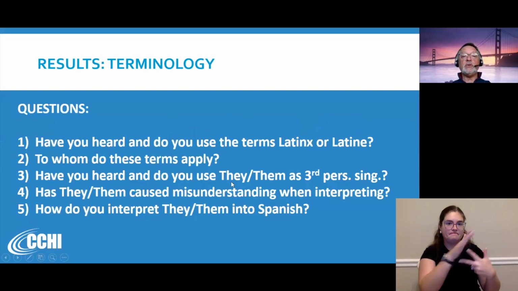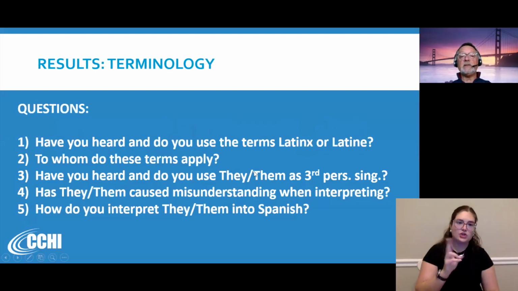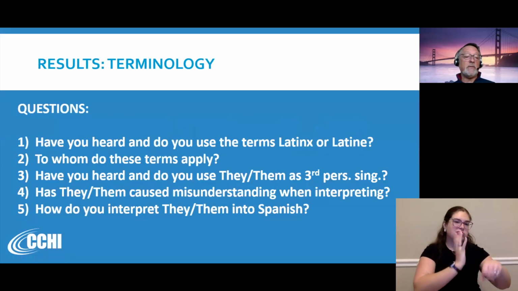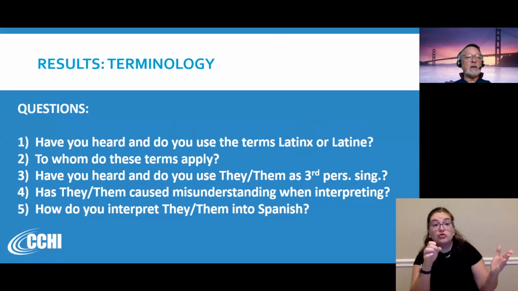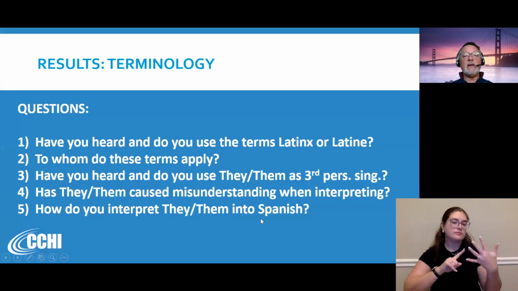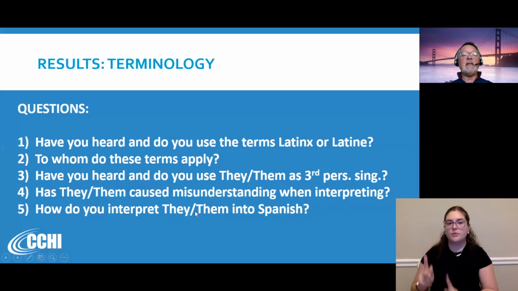Have you heard and do you use they, them as a third person singular? In English, there's a long history of using they, them, especially in literature, to mean he or she if you do not know the gender of the person. And then the question was, has they, them caused any misunderstandings while you're interpreting? And how do you interpret they, them into Spanish as a third person singular pronoun? In other words, they, them to replace he or she.